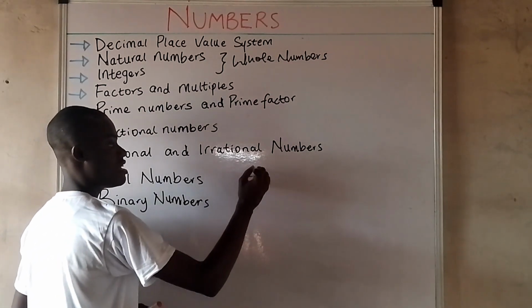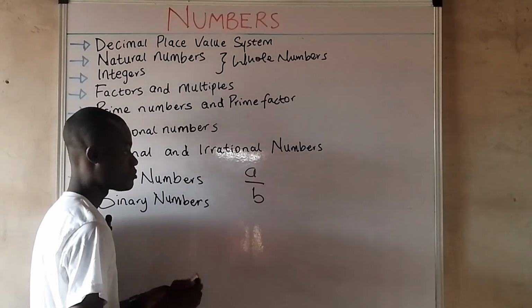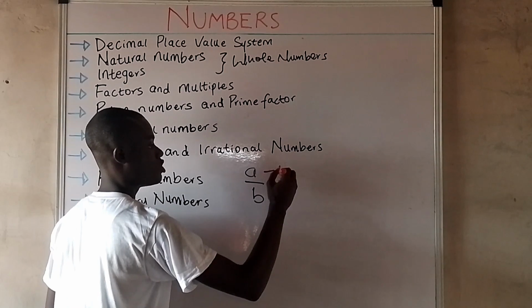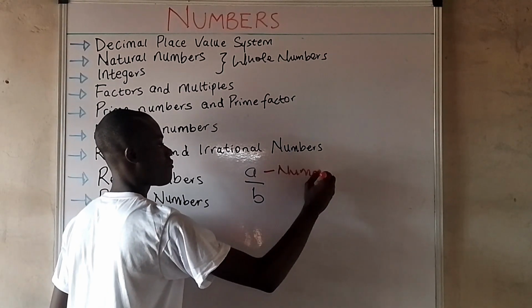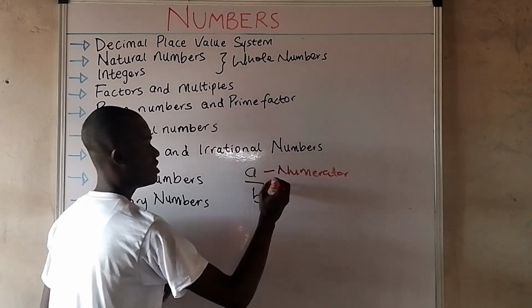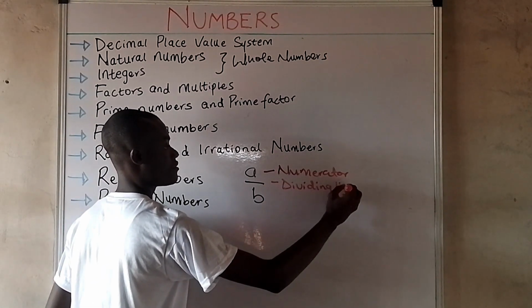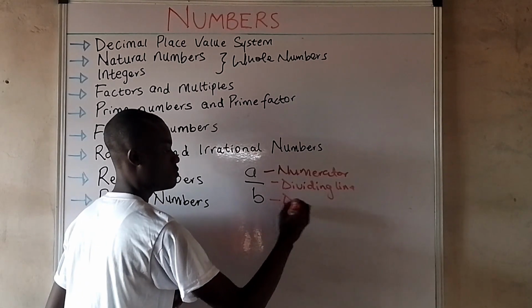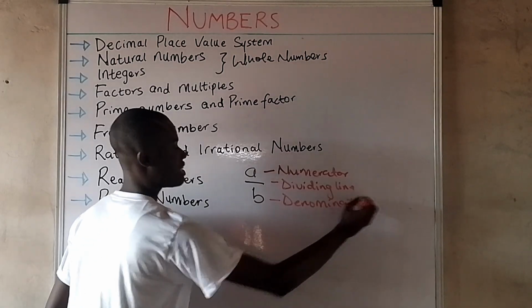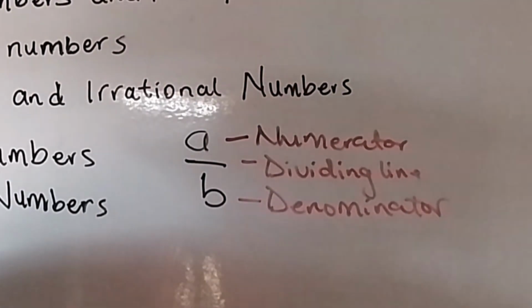So we have an integer a over b. This is the ratio between 2 integers. So we call this one above the numerator. Then we call this one the dividing line. And then we call this the denominator. So in essence, what we have above is called the numerator, and what we have below is called the denominator.